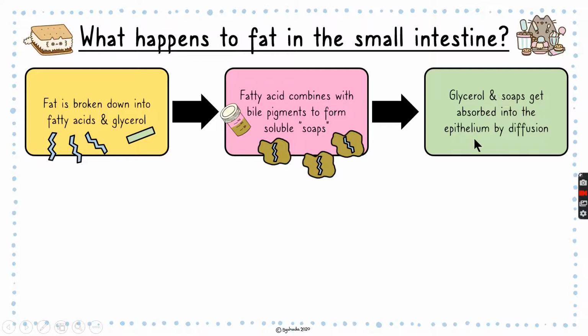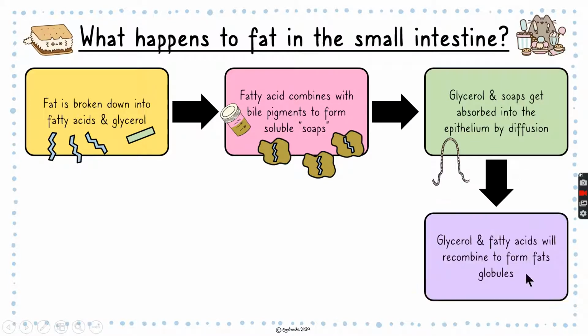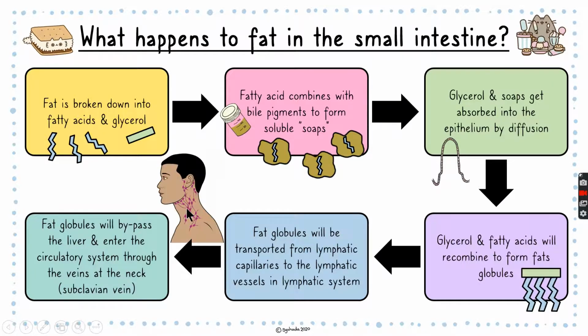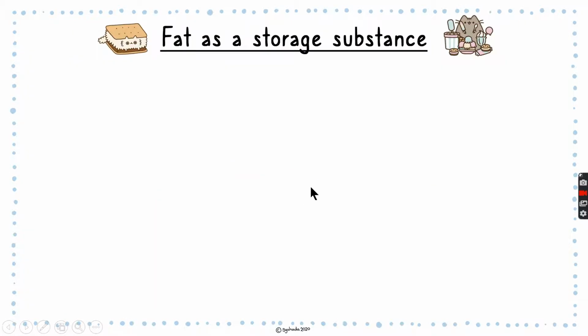Glycerol and soaps will get absorbed into the epithelium by diffusion, and then glycerol and fatty acid will recombine to form fat globules. These fat globules will be transported from the lymphatic capillaries to the lymphatic vessels in the lymphatic system. So you actually have a lot of different types of systems in your body, and you have many of these lymphatic systems right around your neck area. And these fat globules will actually bypass the liver and enter the circulatory system somewhere here through the subclavian vein.